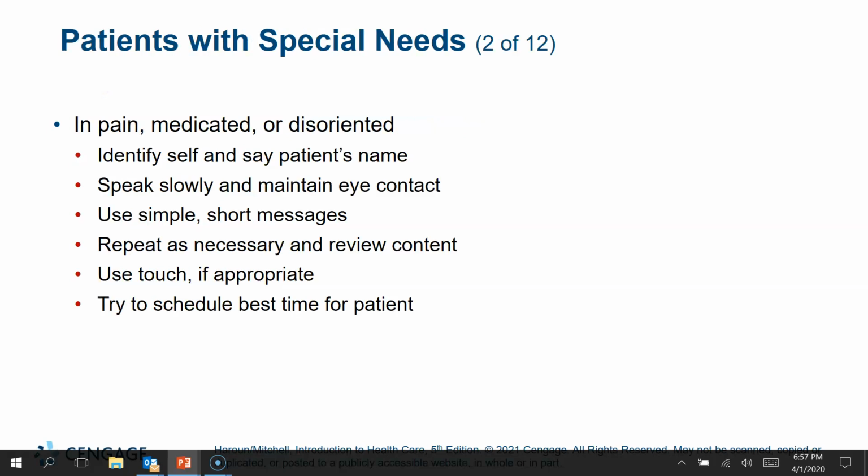Special needs patients. Again, this is going back to the pain medicated. They need to identify themselves, and we say their name. This is really important. We had a patient come in one day, and we called a person's name, and this lady came in. They asked her name again, did not ask her date of birth. She only gave her first name. We went through this whole appointment.